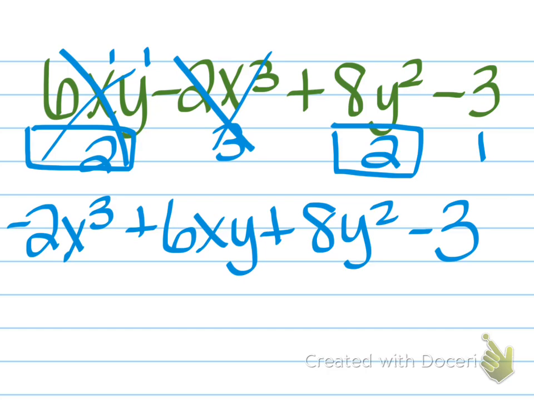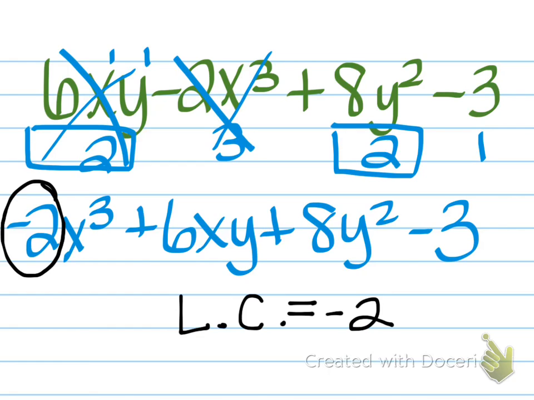On this one, I wanted you to give me the leading coefficient, and the leading coefficient is the number out in the front. So our leading coefficient is negative 2. So hopefully you guys understood number 12 and 13. Let's work on 14 and 15, classifying the polynomial.